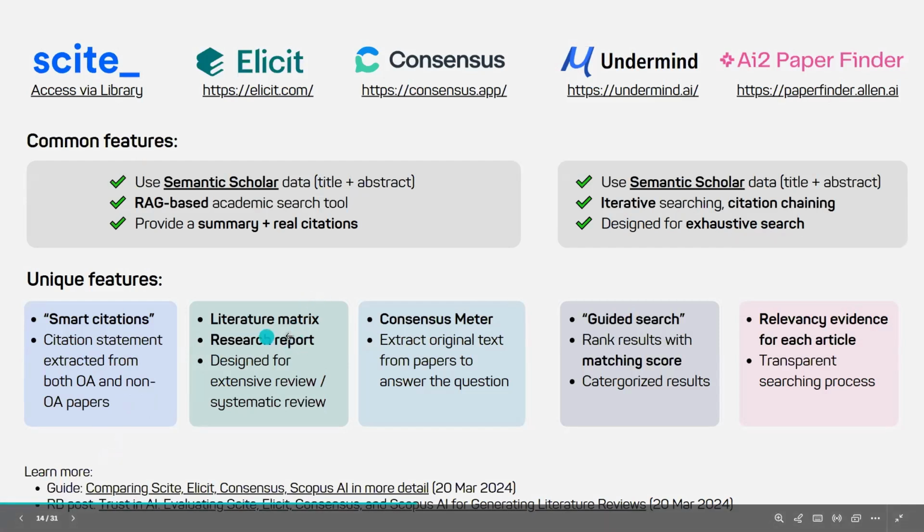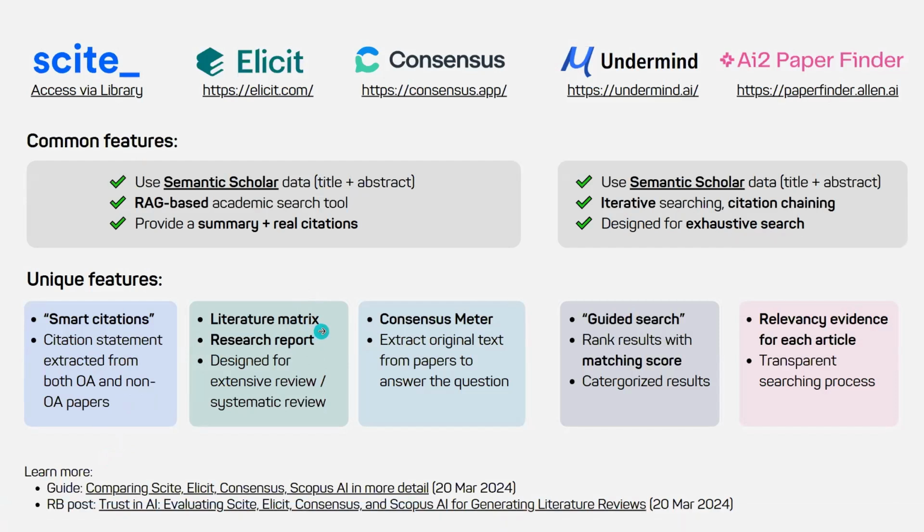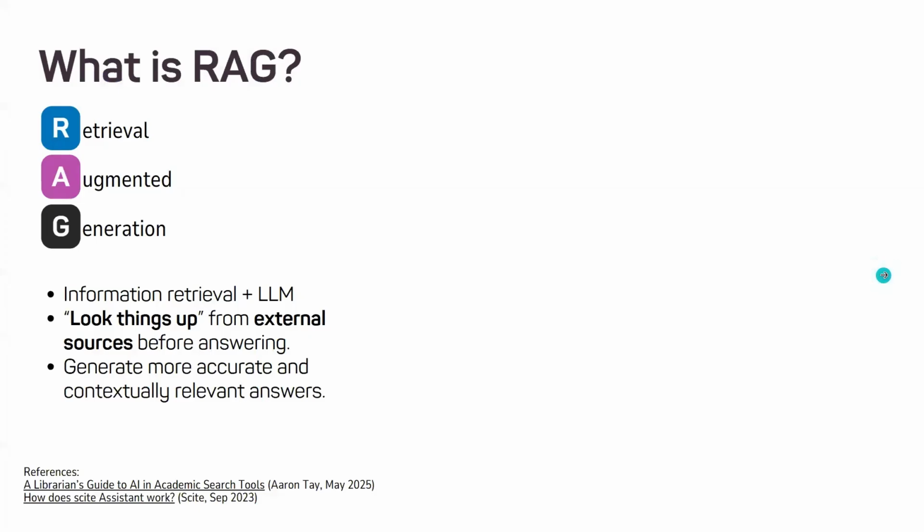And for Elicit, they have this giant literature matrix, a table with all the papers. They also have this research report. Consensus has this meter for yes/no questions. Undermind has this guided search. They also rank the results with a matching score. And for AI2, the relevancy evidence from each article, which I find really helpful. And also they have this very transparent searching process. So quickly mention what is RAG.